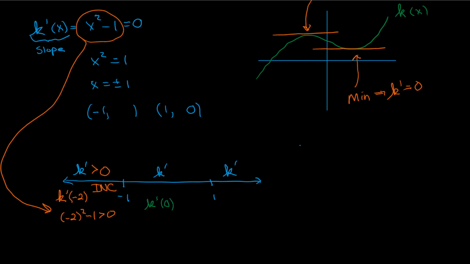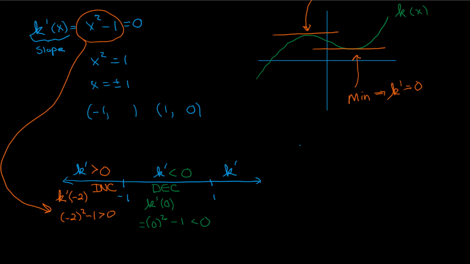If I evaluate my derivative, which is going to be x squared minus 1, that's going to be 0 squared minus 1, which is a negative value. Okay, because 0 minus 1 is negative. So that tells me that on this interval here, the slope is negative. Now, if the slope is negative, that means it's going down. It is decreasing.